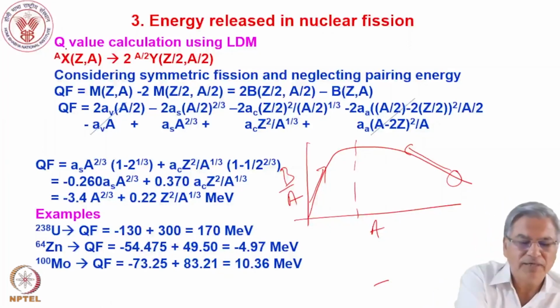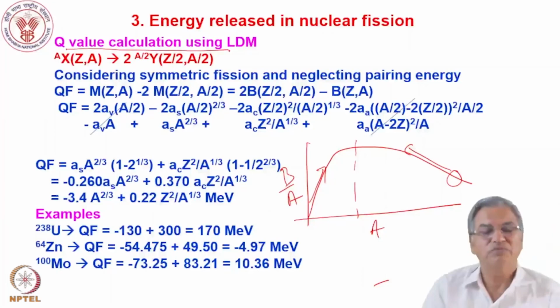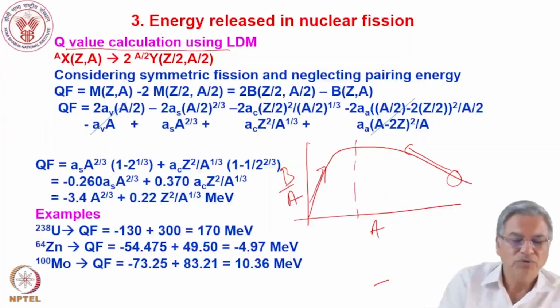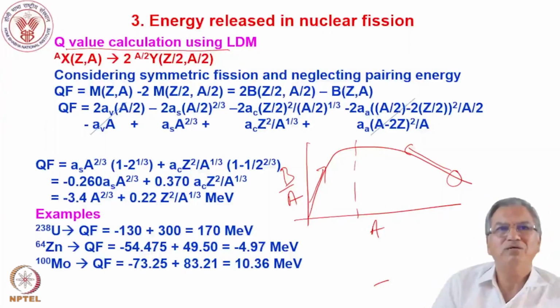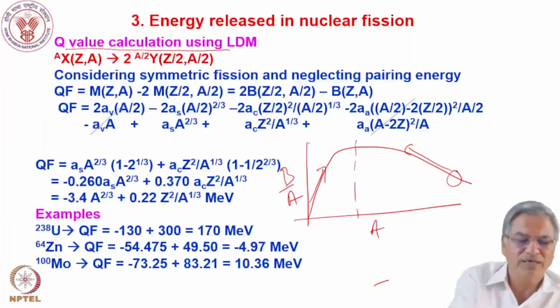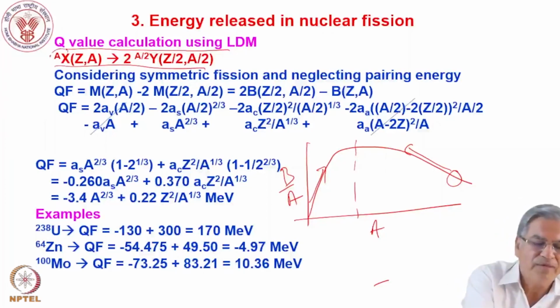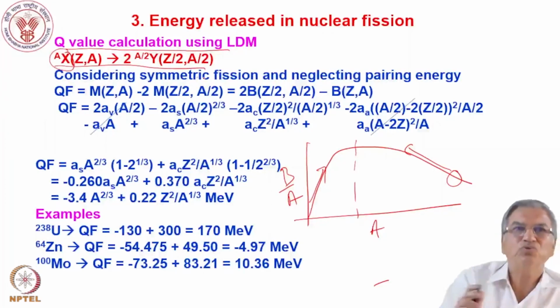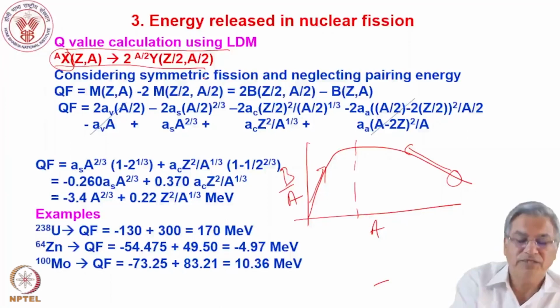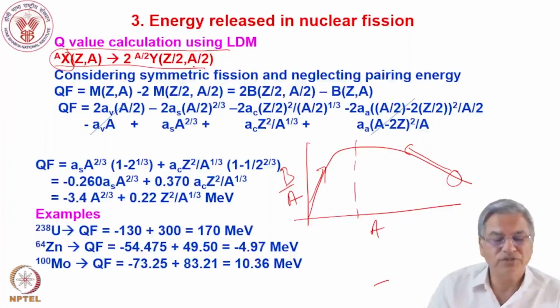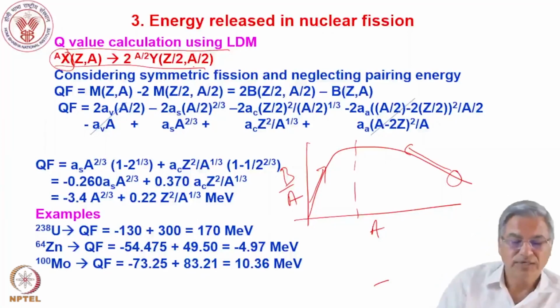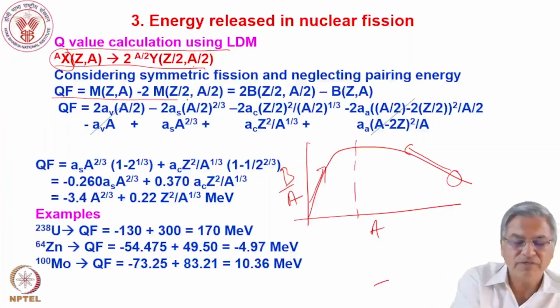Let us now calculate the Q value for fission from the liquid drop model. In the liquid drop model, the highest energy release is considered for a symmetric splitting of a heavy nucleus, so we will consider the splitting of the heavy nucleus AX into two equal halves. So we will say Z going to Z by 2, A going to A by 2. So there will be two fragments of mass and charge A by 2 and Z by 2. So let us see what is the energy released in fission.